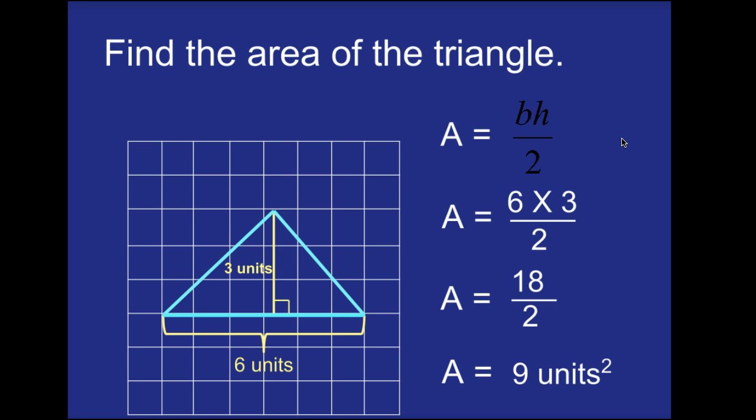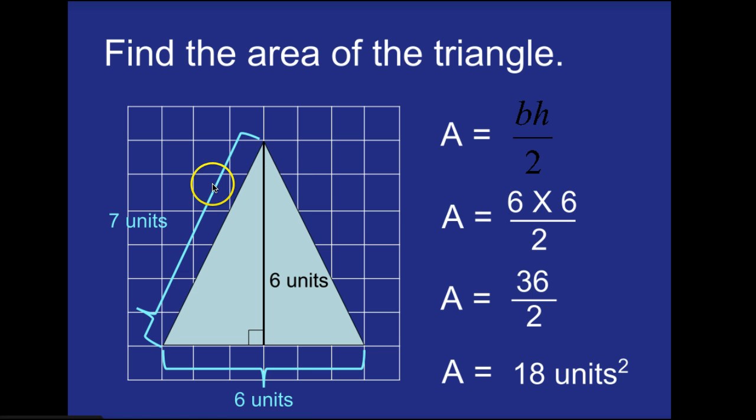So looking at this on a grid, it says find the area of the triangle. You can see that it is 6 units across. It is 3 units tall, again, on the right angle. You have to make it a right angle to find the height. You can't just say, oh, let me just make up my own. It's got to be a right angle made. So base times height is 6 times 3 divided by 2. And then 18 divided by 2 is going to be 9 units squared.